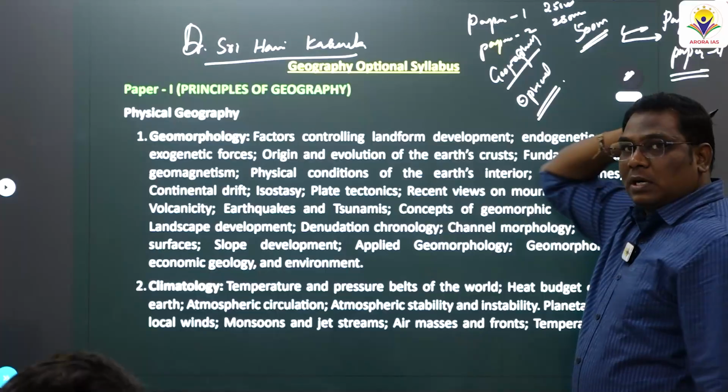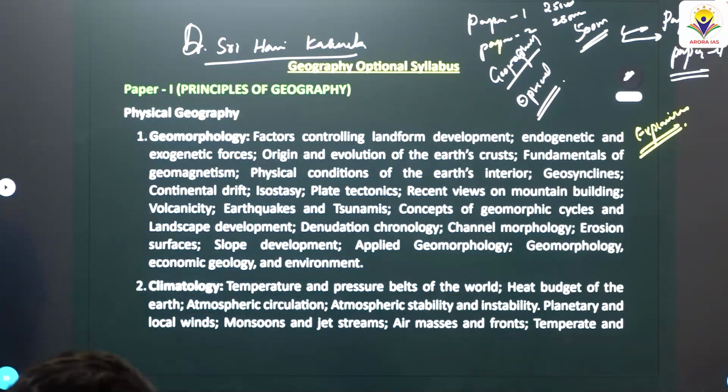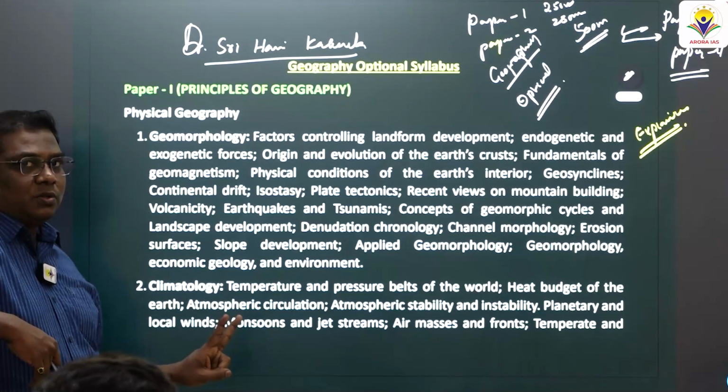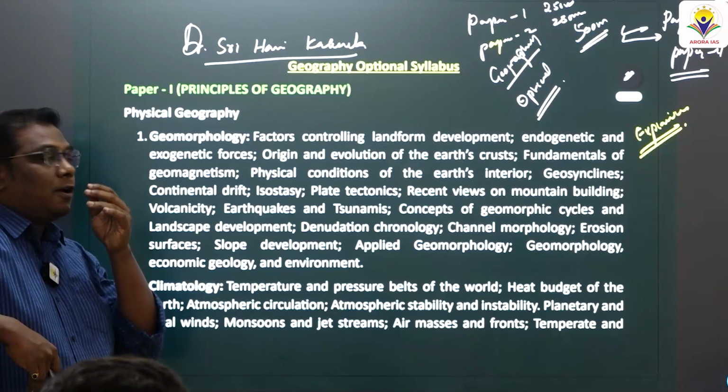Earlier, before 2012-2013, there were 2 optionals, and even then geography was one of the most preferred optionals. But luckily, thanks to the reforms made by the UPSC, only 1 optional has been included. So every optional has 2 papers, and the total weightage of the optional is 500 marks, divided into 2 papers.